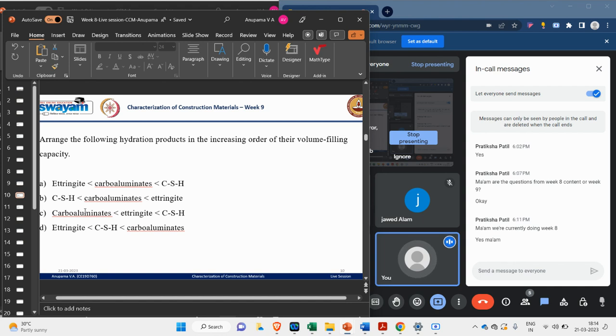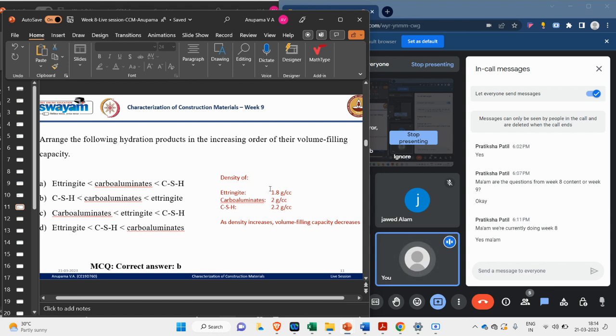To answer such questions, you have to look into the density of the components. Here the density of ettringite is 1.8 gram per cc, carboaluminates is 2 gram per cc, and CSH is 2.2 gram per cc. Density is mass by volume. If the density is more, the volume filling capacity is less because volume is in the denominator. So a higher density phase will fill only a lesser volume. So CSH will fill the least volume, followed by carboaluminates, and the most volume will be filled by ettringite.